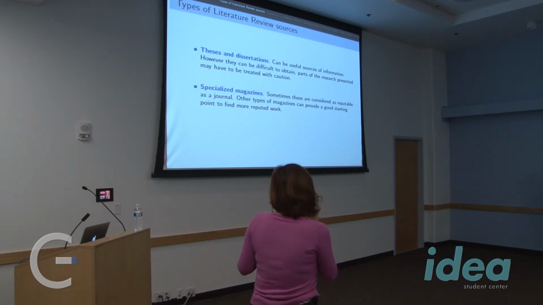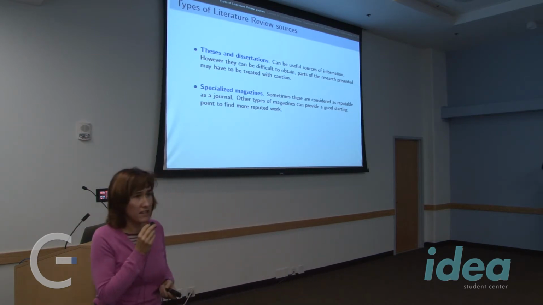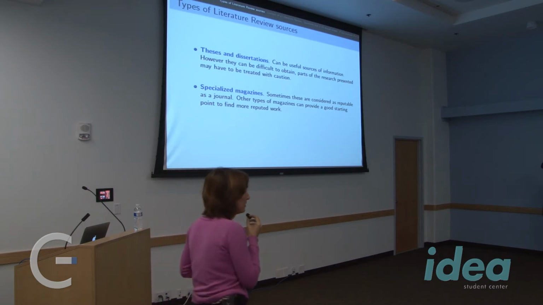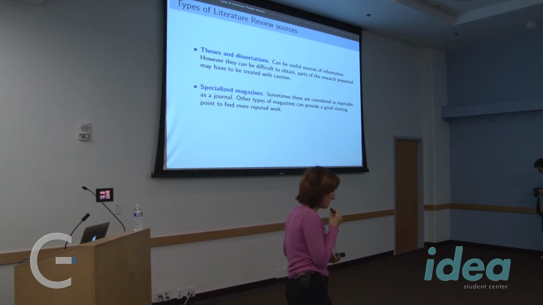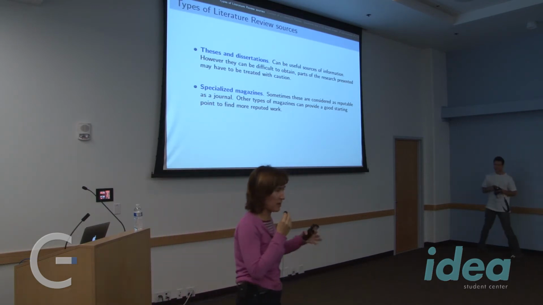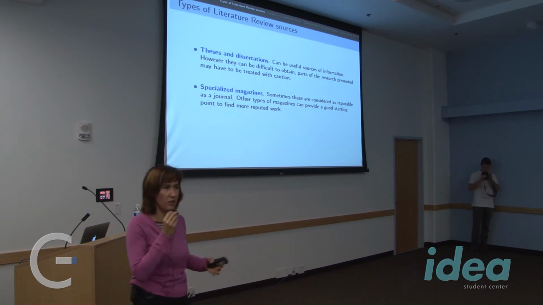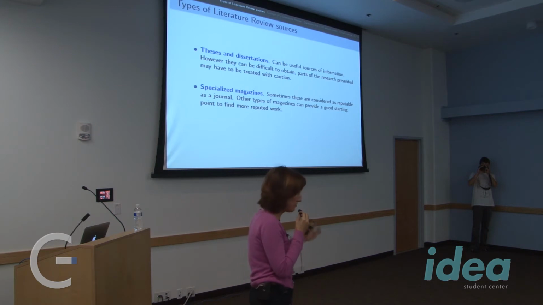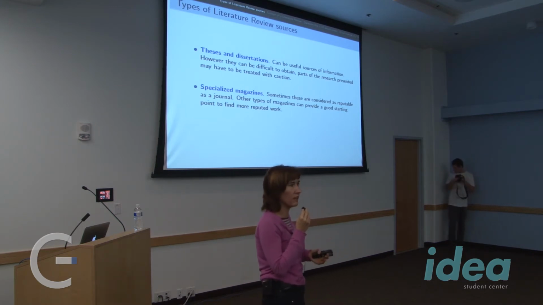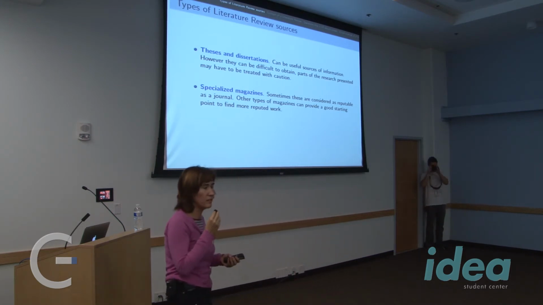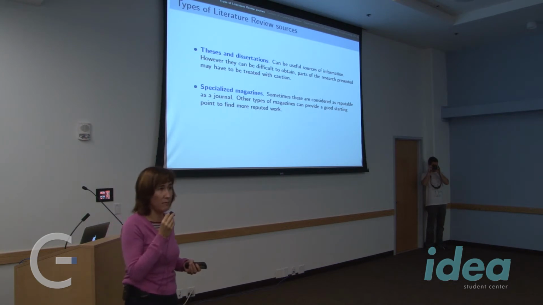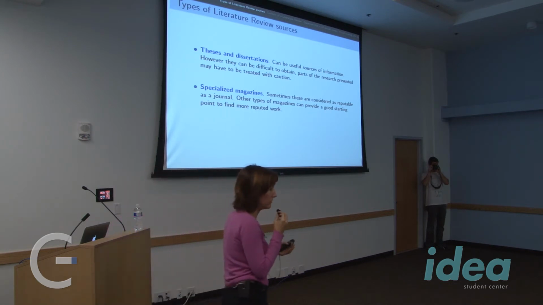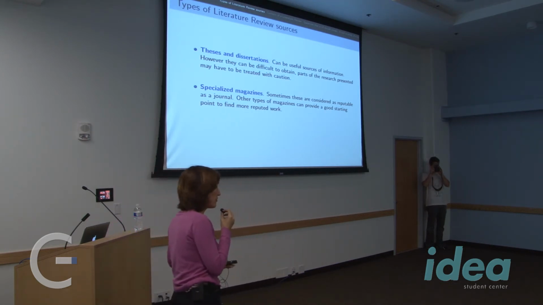Then you have also specialized magazines. For example, what I'm thinking about is magazines that are published by societies, right? So this can include reviewed papers as well, and then of course can be as good as a journal publication. Okay, so they go under a review process and everything.